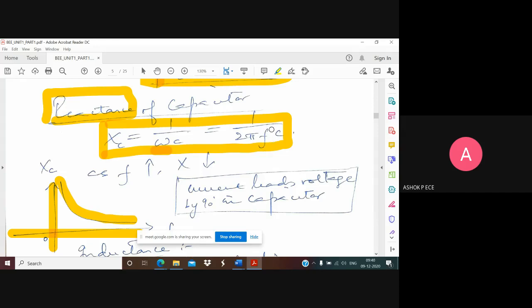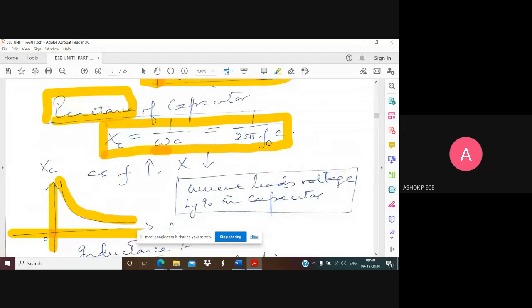What happens when f tends to infinity? Xc will become zero, sir. Zero. Anything by infinity is zero. So the capacitor will act, when is the reactance zero? What do you call that condition? It is a short circuit, correct?